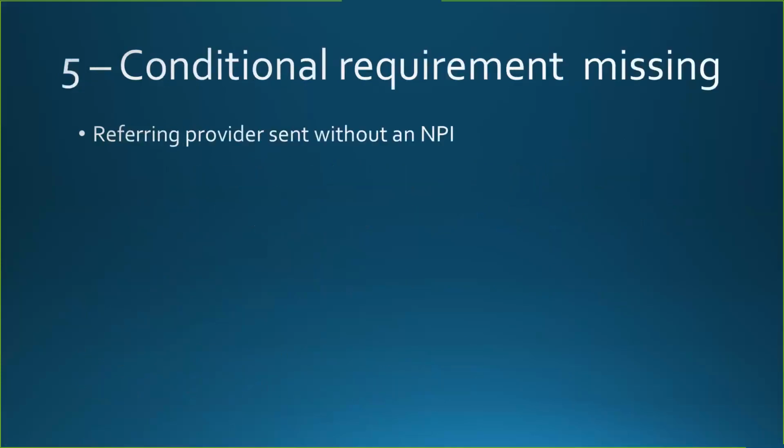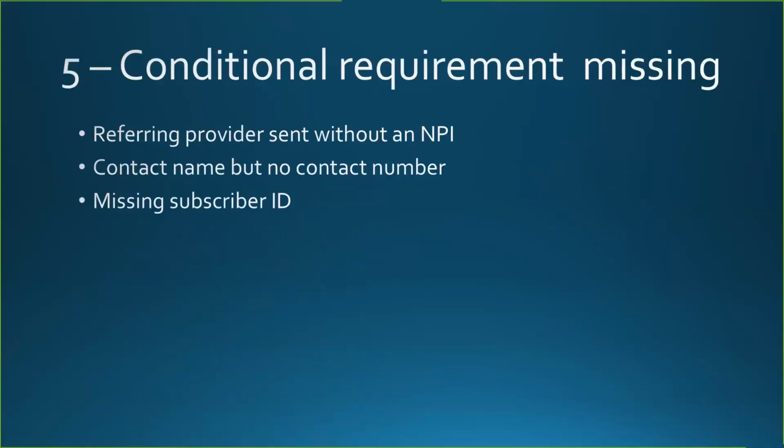All right. The last one is conditional requirements are missing. So this could be a referring provider is sent without an NPI. For a referring provider, all you're allowed to send is the name and the NPI. So if you're missing half of that, you're making it very difficult for us to identify that referring provider. So please send all that information. The contact name is being sent, but no contact number. They're both required. One is there. And then a missing subscriber ID. Obviously, no payer is going to be able to identify your patient without a subscriber ID. So make sure that's there.